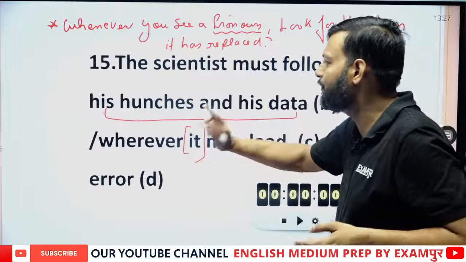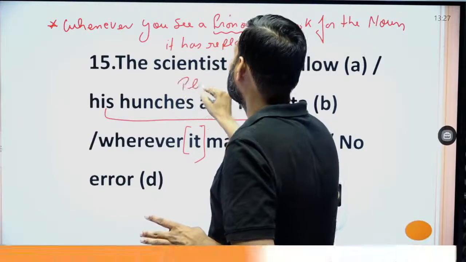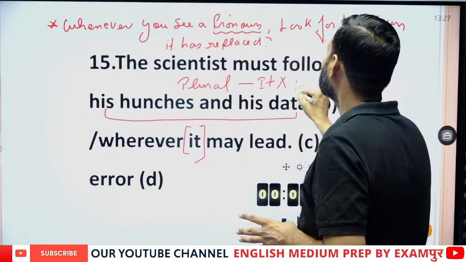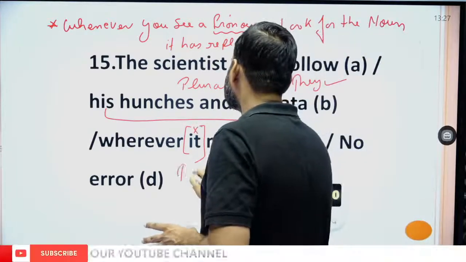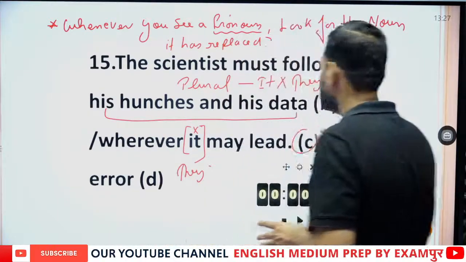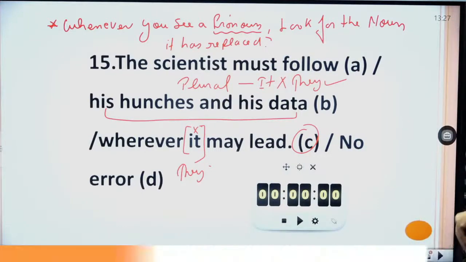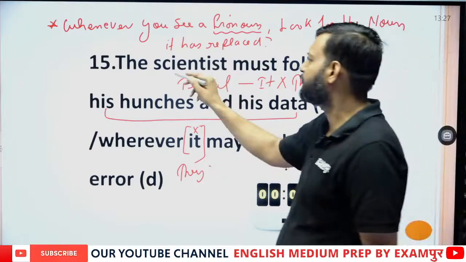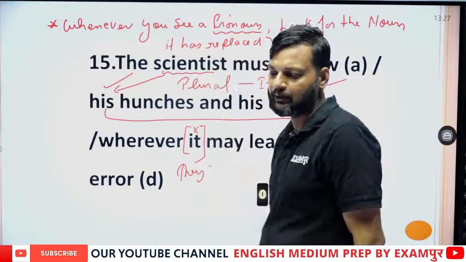So the word it has been used for his hunches and his data, and since his hunches and his data are plural, we cannot use it. We need they in place of it. So here it will be replaced by they. So the error is in C part. Scientist is singular, so the use of his is absolutely correct.